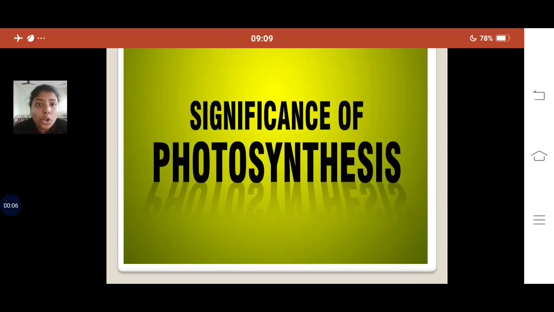Let's move on to the concluding part of this topic, that is the significance of photosynthesis. Students, there are lots of significance of photosynthesis, and therefore it is very important for us to plant trees. Nowadays, just because of building up new cities, smart cities, we are cutting down the trees. We are leading to deforestation. But we cannot even imagine what could be the aftermath of such deforestation or such a scenario that we are creating.